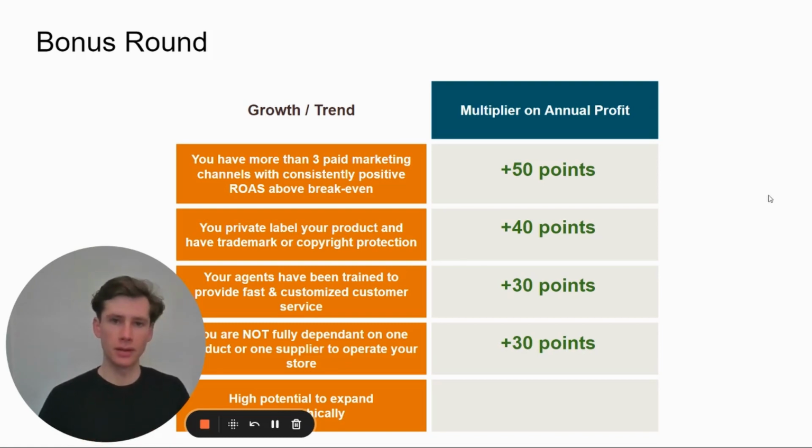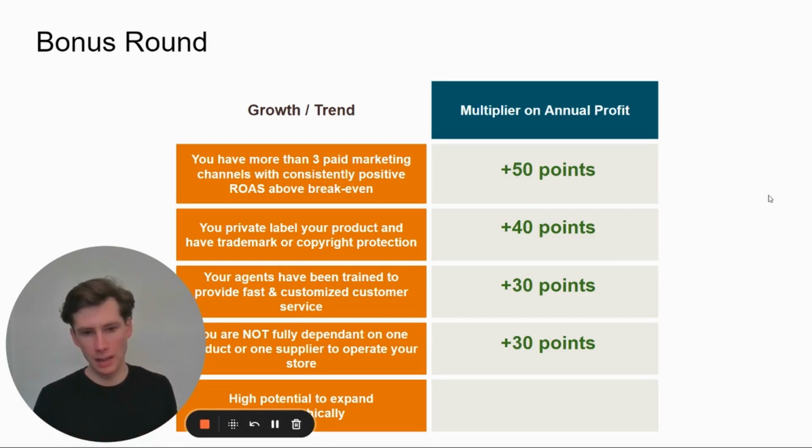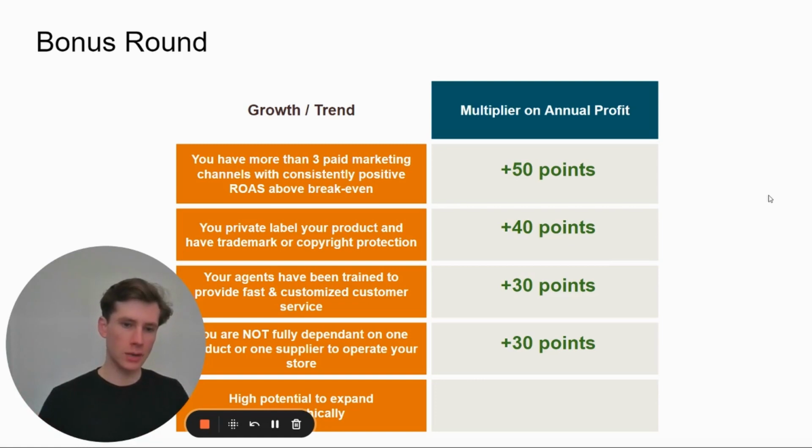Finally, you're not dependent on one product or one supplier to operate your store. Again, it is very, very common that stores are dependent on that one product, or especially one product with one supplier, where if one of those two things breaks, then the entire chain breaks. And that is obviously a vulnerability. If you have a wide enough product suite that's diversified and have different suppliers you can fall back on, which you have pre-vetted and have built a relationship with, and generally can also negotiate between suppliers to make sure you're getting the most competitive prices, 30 points extra for that.